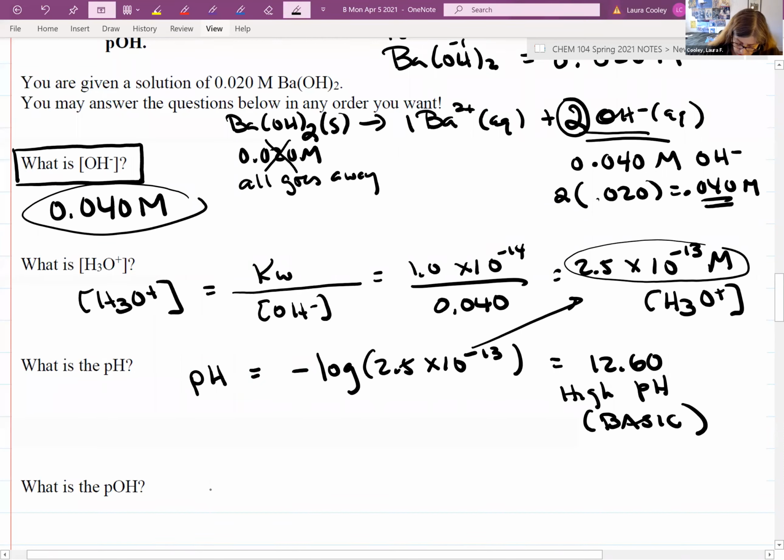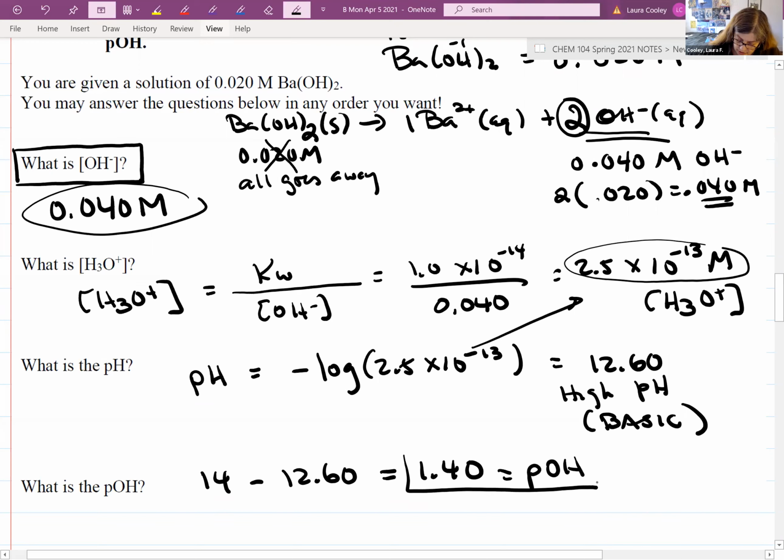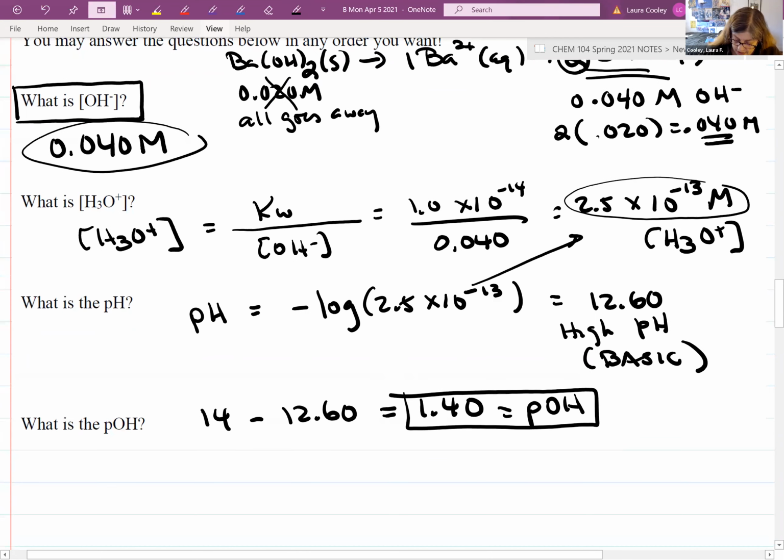The pOH, well, all I have to do is subtract this from 14, and I get 1.40. That's the pOH. And notice that 10 to the -1.40 is 0.040. So you check it. Checking it right now.